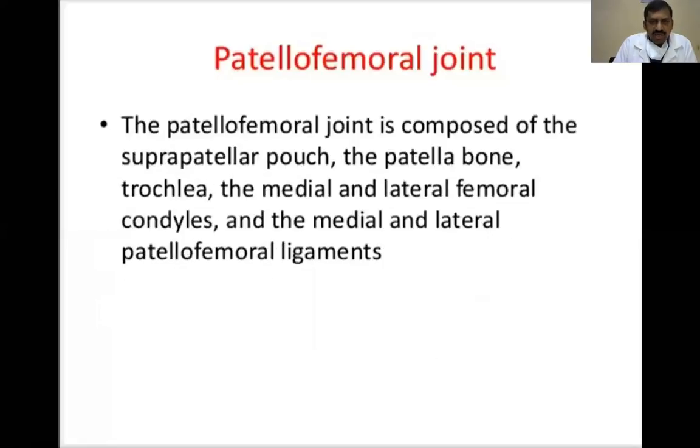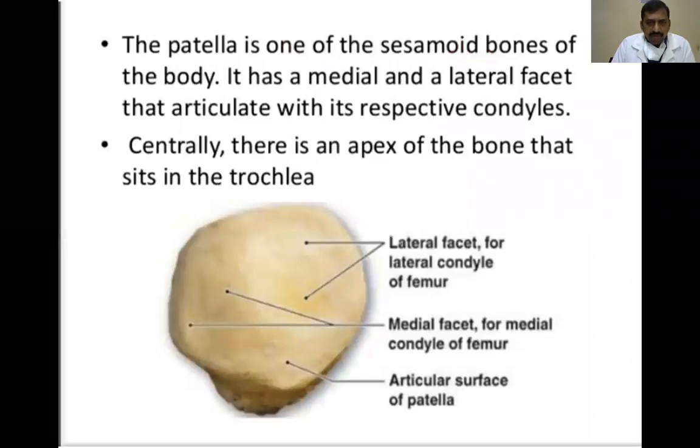First we see the patellofemoral joint. The patellofemoral joint is composed of the suprapatellar pouch, the patella bone, the trochlea, the medial and lateral femoral condyles, and the medial and lateral patellofemoral ligaments. This is one joint. And the patella is one of the sesamoid bones, as you already know. It has medial and lateral facets that articulate with the respective condyles.